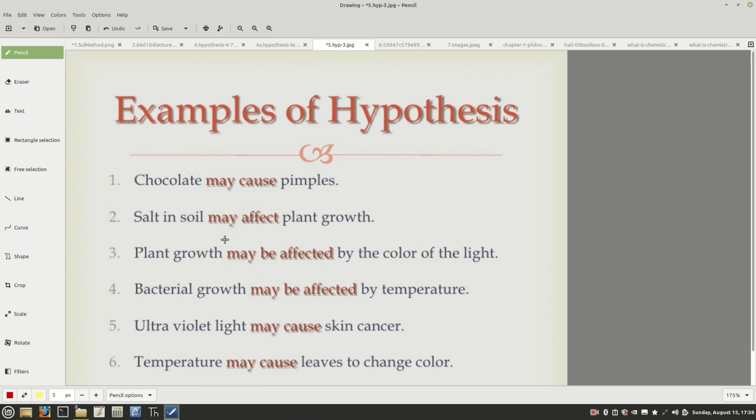For instance, you might take two groups of people, and you might feed one group chocolate, and the other one you feed no chocolate, and then you might look to see which one has more pimples. Salt in the soil would be easy. You could either put no salt or a lot of salt, or maybe you could put varying amounts of salt.